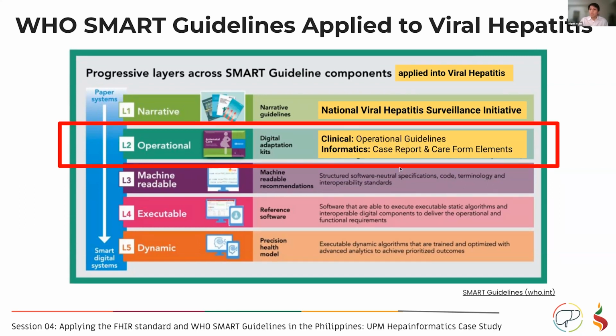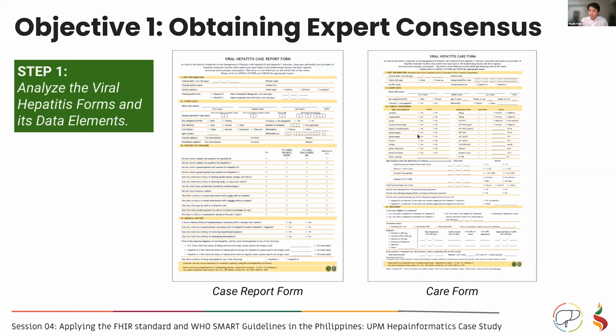We were now focused on the forms, and luckily for us, the Ministry of Health, as well as the Hepatology Society of the Philippines, already sort of have an idea of what kind of data should be collected. So we looked at 2 forms, the case report form and the care form. The case report form is used whenever there's a patient who is newly diagnosed with hepatitis, and the care form is used to monitor patients with hepatitis who are undergoing treatment.